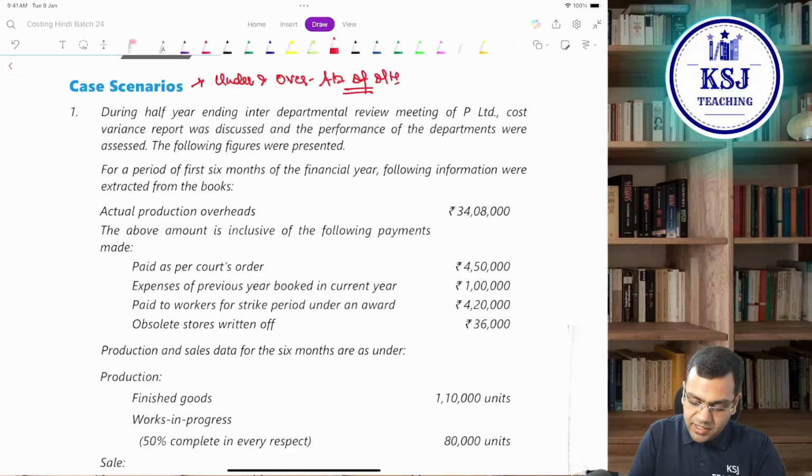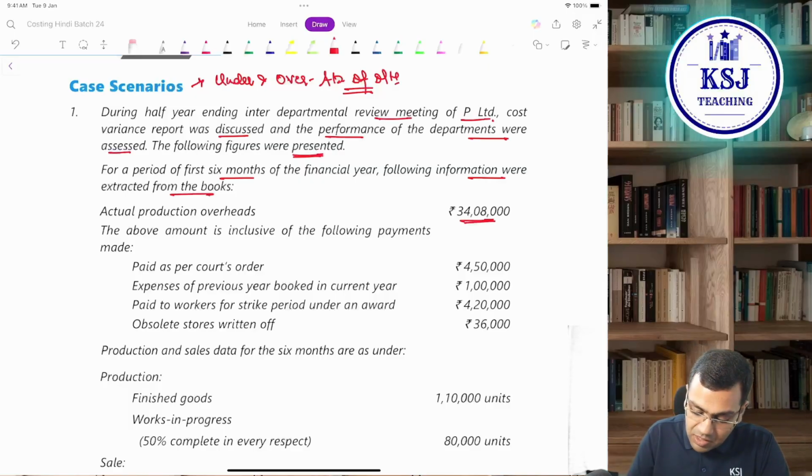During the half year ending interdepartmental review meeting of P Limited, cost variance report was discussed and the performance of the department were assessed. The following figures are presented. For the period of the first 6 months of the financial year, the following information were extracted from the books. Actual production overheads incurred were 34,08,000. The above amount, that is this 34,08,000, is inclusive of the following payments.